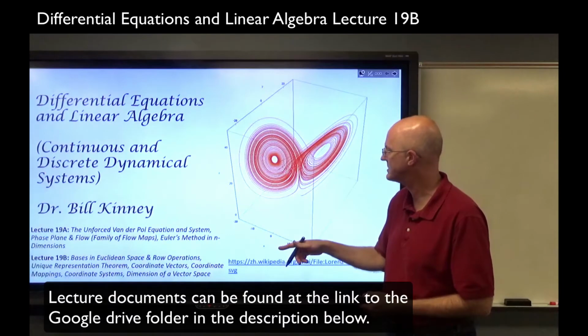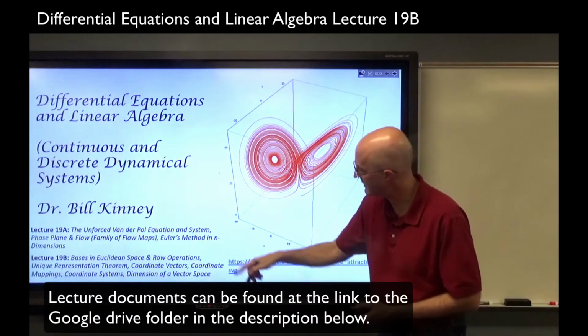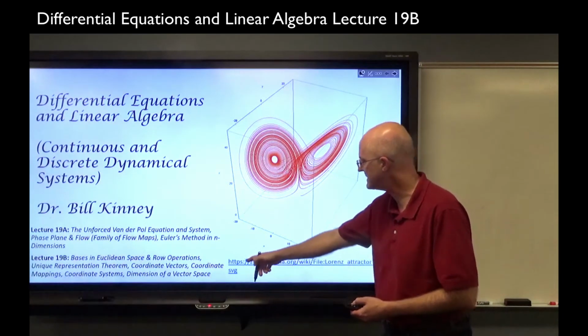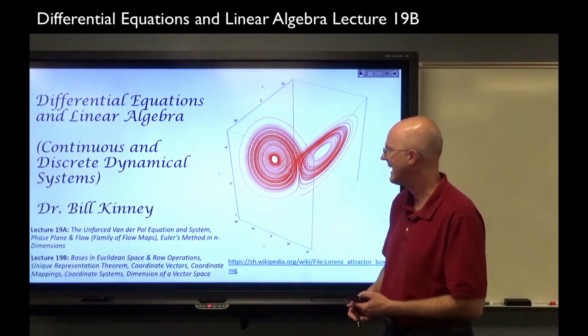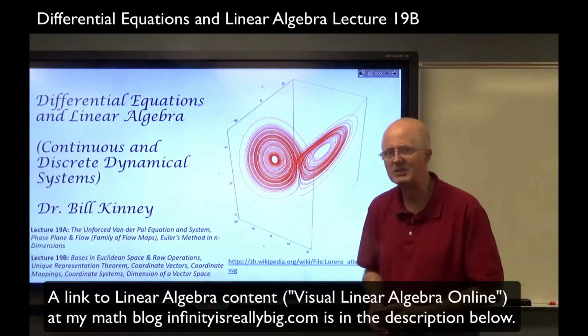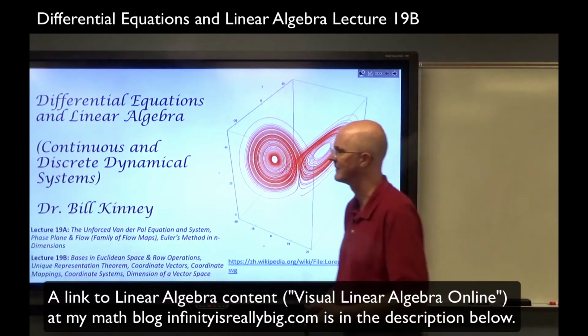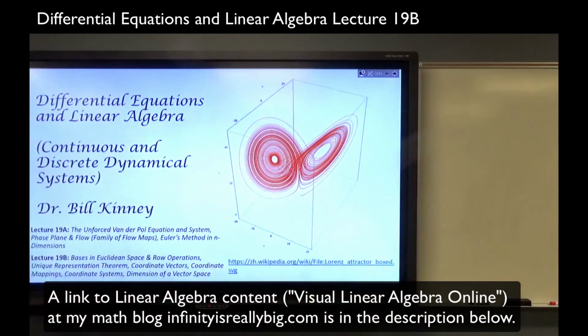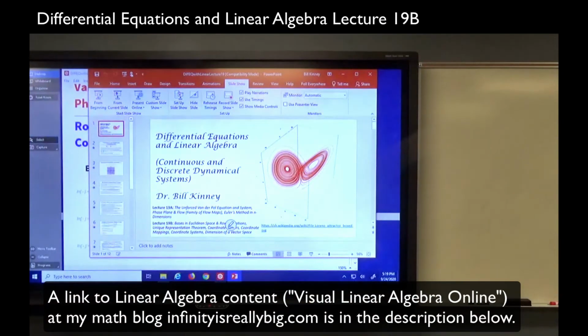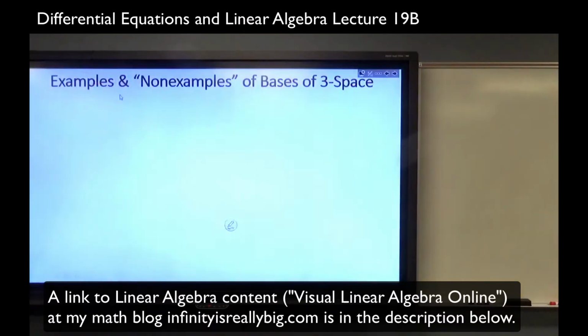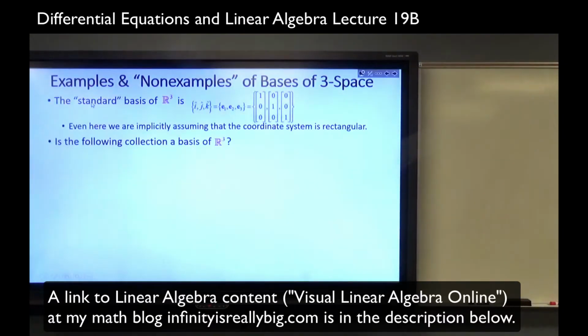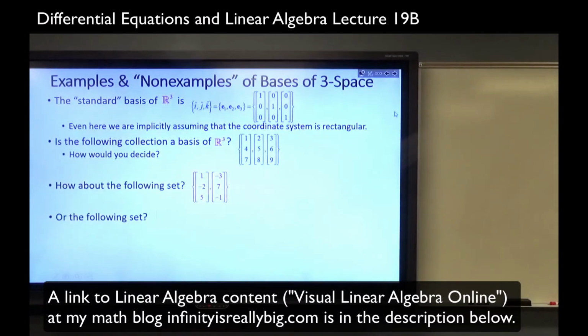We'll review the unique representation theorem, coordinate vectors, and ultimately coordinate systems. But something new is the coordinate mappings, and we will make precise the dimension of a vector space. Let's move ahead to the examples. Again, these examples are from lecture 18b. Let's just put them all on the slide here at once.